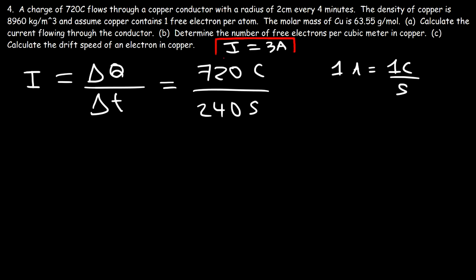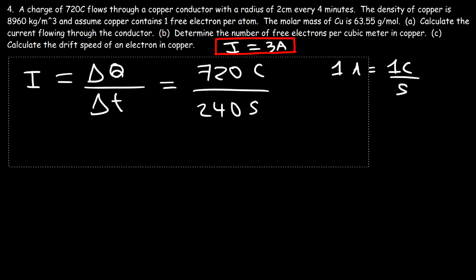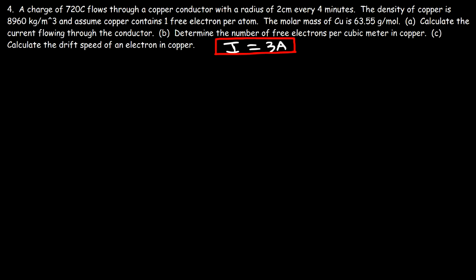So I'm going to save this answer because we're going to use it later. Now let's move on to the next part, part B. Determine the number of free electrons per cubic meter in copper. Now how can we do this? The best way is through a conversion process. Our goal is to get the number of electrons on top and the cubic meter on the bottom.